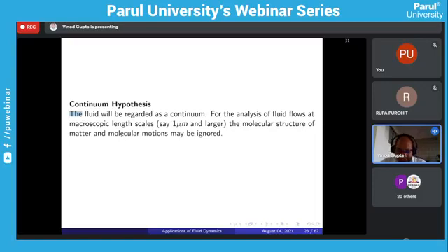If the distance between any two fluid particles is 1 micrometer or greater, right? Then we will assume that the fluid is a continuum, and we can talk about its continuity and differentiability. Right? So that is the continuum hypothesis.